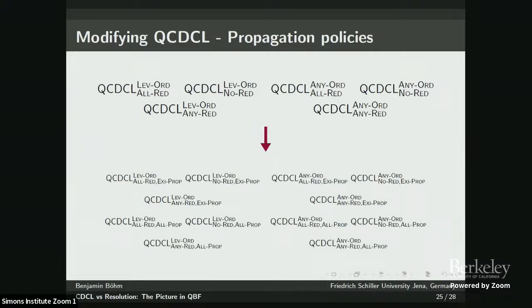We again double the amount of QCDCL variants. But I have to say that, okay, we have 12 of them now, but not all of them make sense and not all of them are interesting, so we can ignore some of them. So for example, it doesn't make sense to combine all reduction and all propagation, so all red and all prop, because you cannot propagate universal literals and reduce them at the same time.